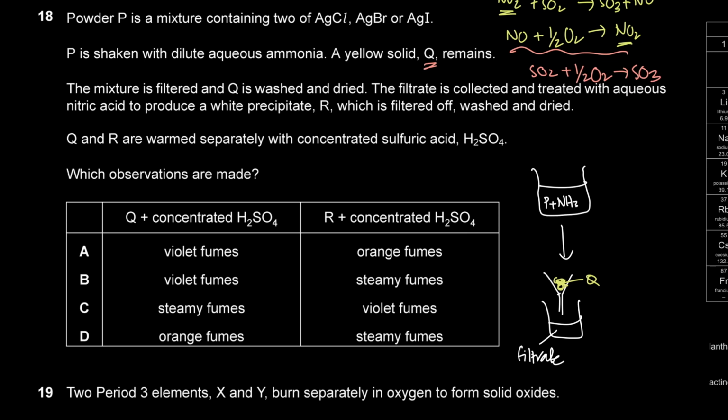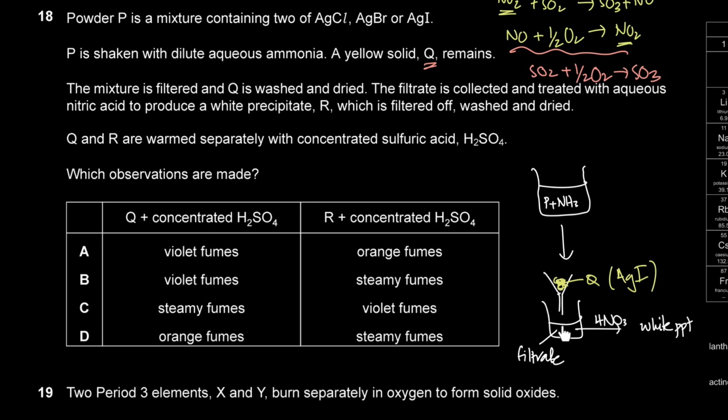What the aqueous nitric acid does is it reacts with the ammonia present, and we're left with a white precipitate. Now, what could that white precipitate be? Again, we had a mixture of 2 of these 3 compounds. Now, the yellow solid that doesn't dissolve in dilute aqueous ammonia is actually silver iodide, because silver iodide does not dissolve in dilute or concentrated ammonia, and we know that silver iodide is a yellow precipitate. So the yellow solid Q is silver iodide.